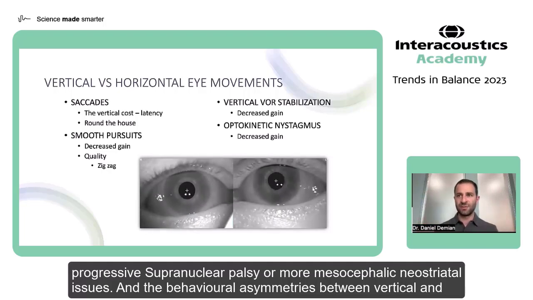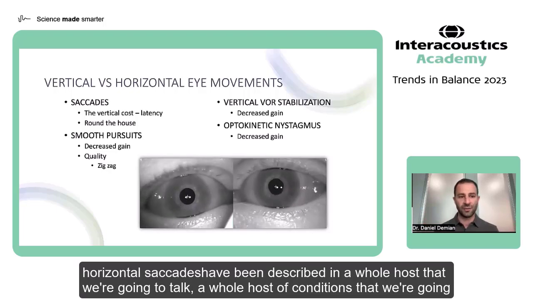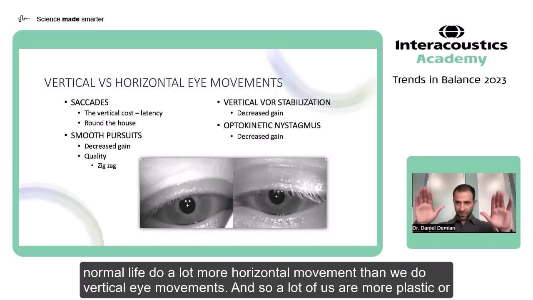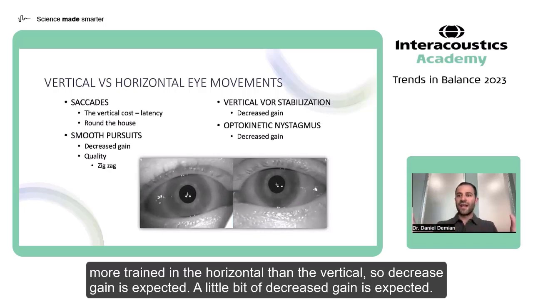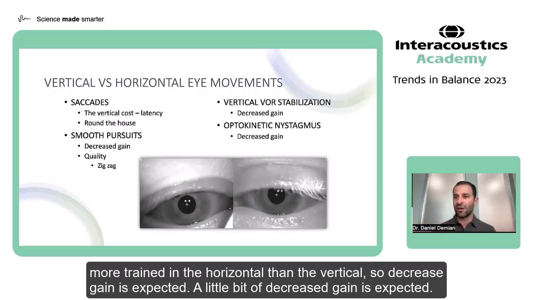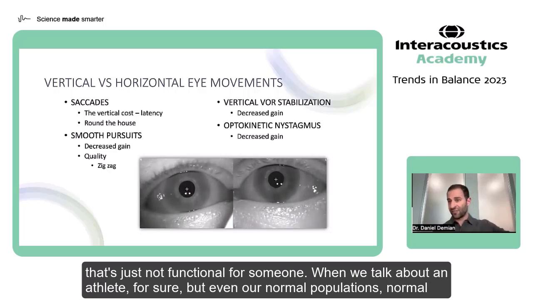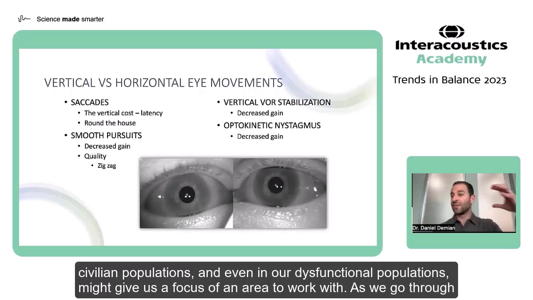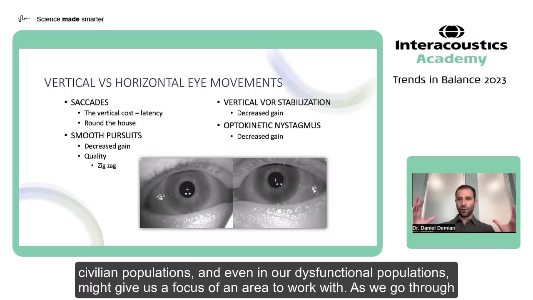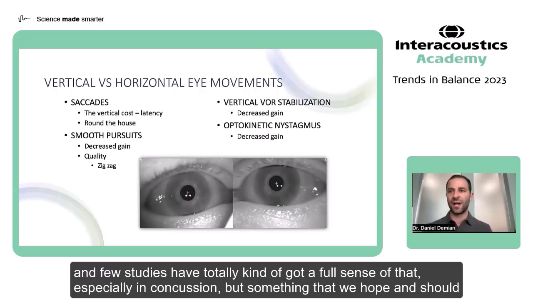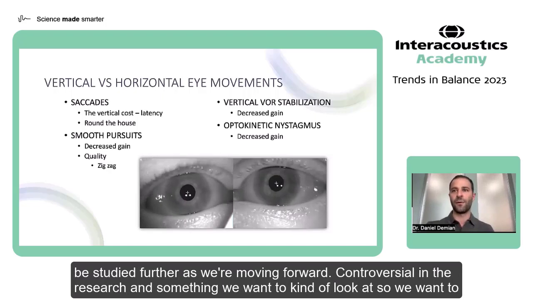And the behavioral asymmetries between vertical and horizontal saccades have been described in a whole host of conditions that we're going to talk about. When we talk about smooth pursuit gain, most of us may have noticed that in our normal life we do a lot more horizontal eye movement than vertical eye movement, so a lot of us are more plastic or more trained in the horizontal than the vertical. So a little bit of decreased gain is expected. But if the quality, as you can see in this video, looks like it's zigzagging and jerking all over the place, we might say that's just not functional for someone. When we talk about an athlete, for sure, but even in our civilian populations and even in our dysfunctional populations, it might give us an area of focus to work with. Few studies have totally got a full sense of that, especially in concussion, but it's something we hope will be studied further as we move forward.